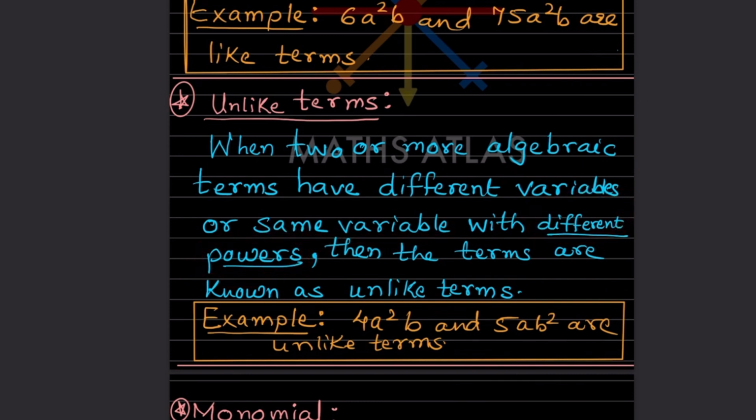Now can you look here? Of course, we are not going to look at the coefficient. Now this is a square and this is a, isn't it? So even the powers are different. The variables are actually the same here, but the powers are different. And here again we can see b and this is b square. So these are called the unlike terms.